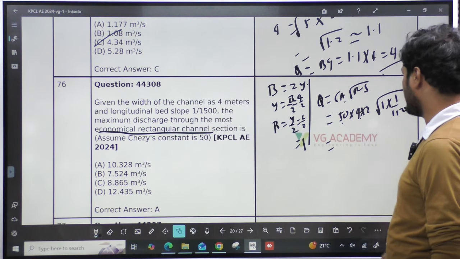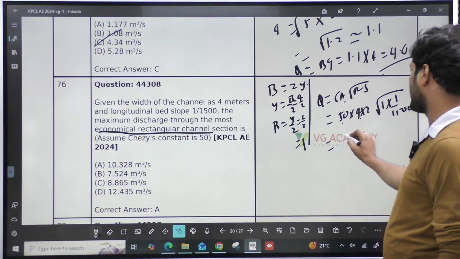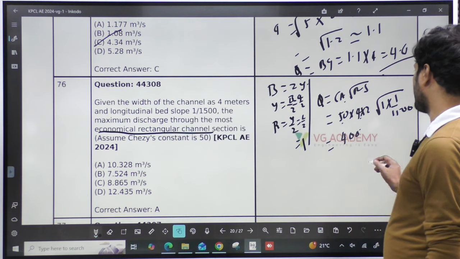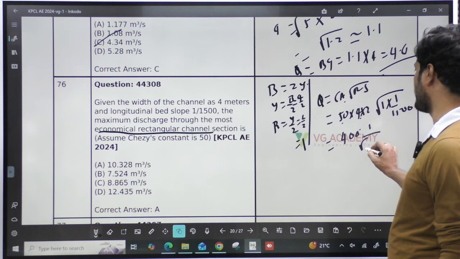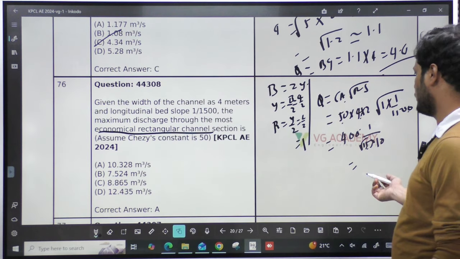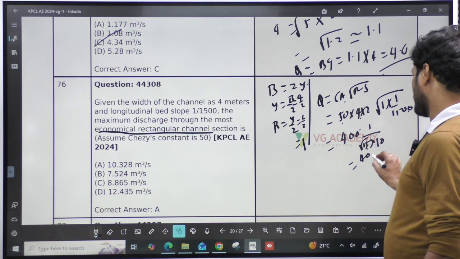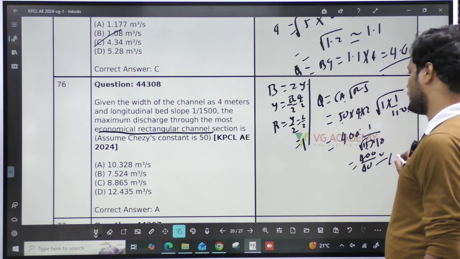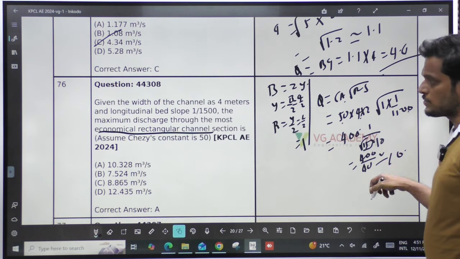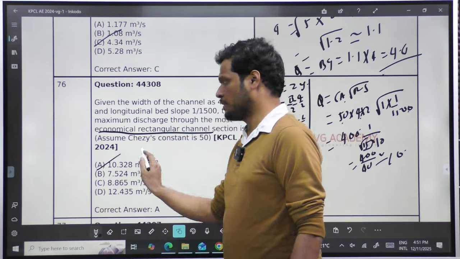So 5 4s 20, 200, 400, into square root of 1 by 1500. So 1 by root 15 into root 100 is 10. Root 15 means approximately we can take 4. So 400 by 40, so nearly 10, greater than 10, because it is not 16, it is 15, so answer should be greater than 10, option A.